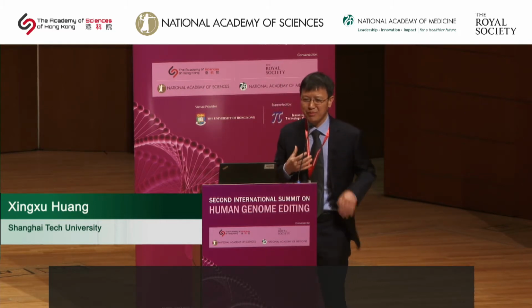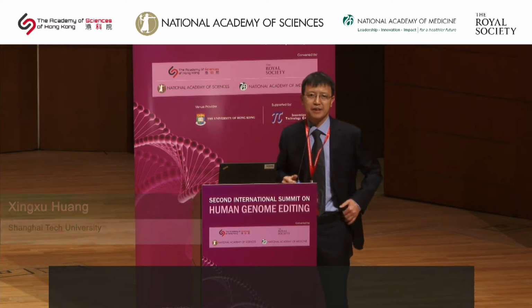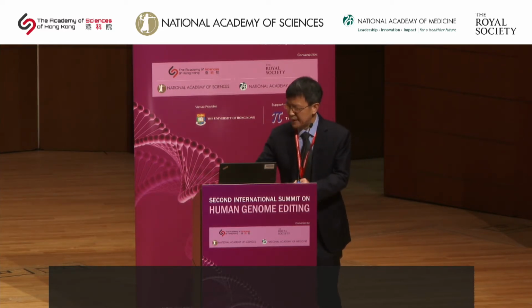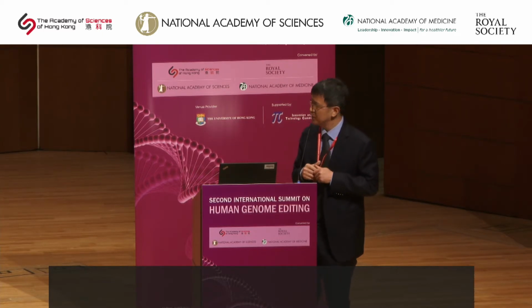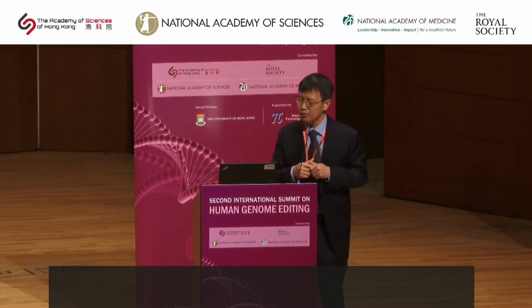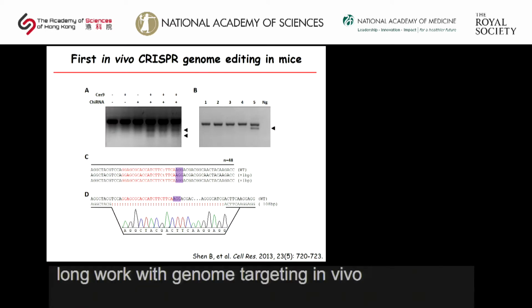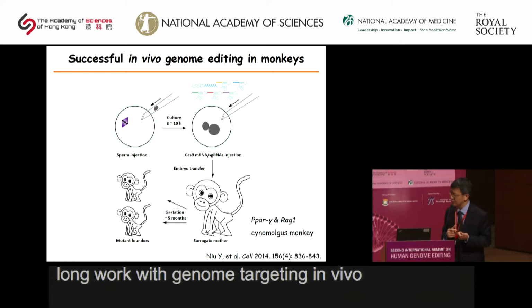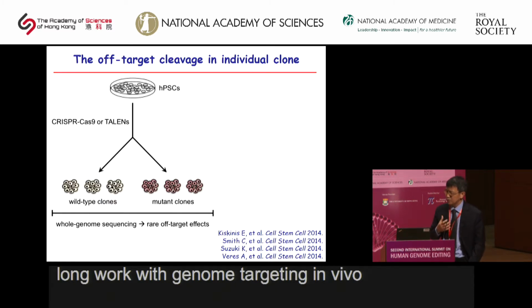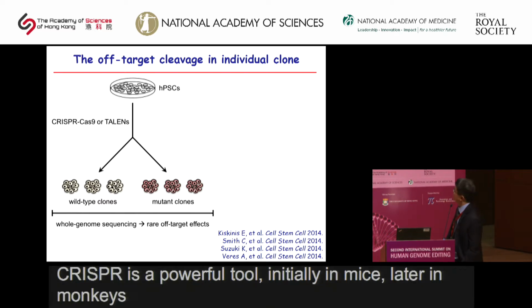My lab has long been working with genome targeting in vivo. Then, as we know, CRISPR came out as a very powerful genome editing tool. So we first performed in vivo CRISPR genomic editing in mice. Later on, we achieved successful in vivo genome editing in monkeys, shown here. But very quickly, people's attention turned to the lots of off-target activity detected in vitro.